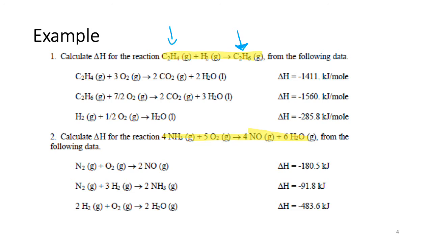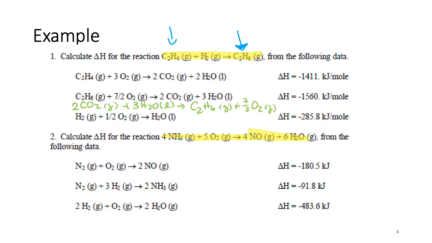So what I need to do is flip my whole equation. I'm going to rewrite my flipped equation on the bottom of it: 2 CO2 in gas phase plus 3 liquid waters make C2H6 in the gas phase plus 7/2 O2.